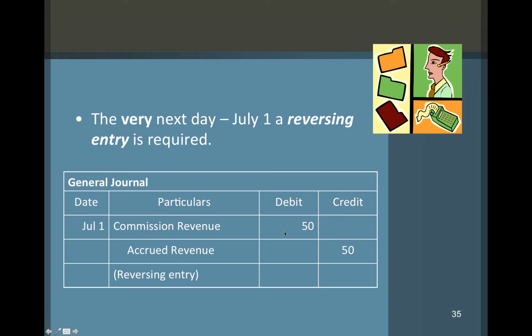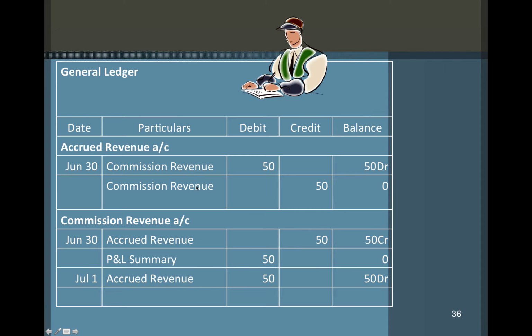Commission revenue will be debited 50, and accrued revenue credited 50. So it's the opposite to what we did at the end of the last financial period. And here's what it will look like in the accounts. Here's my asset account. The reversing entry has the effect of closing that asset account because in the next accounting period, which is the current one now, that should be July 1 here, in this accounting period, it's no longer an asset. We are going to be receiving this revenue in this accounting period, so we no longer require this asset account in our ledger.